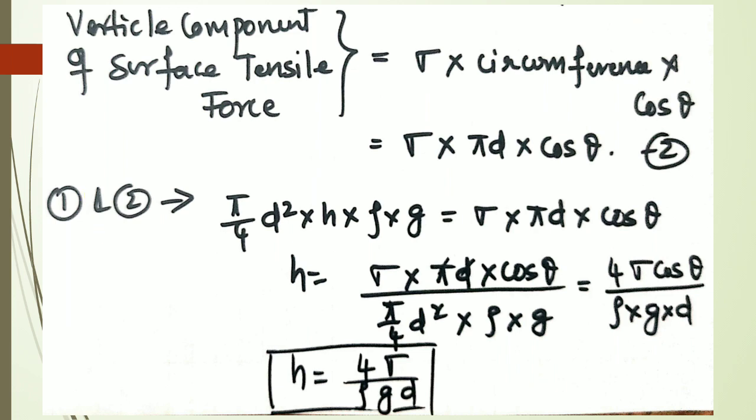So finally the equation can be written as h is equal to 4 sigma cos theta divided by rho g d. Here theta is small, because it is the angle between the liquid surface and the tube, so cos theta can be taken as unity. Therefore, the equation can be written as h is equal to 4 sigma by rho g d. This is the relation for capillary rise.